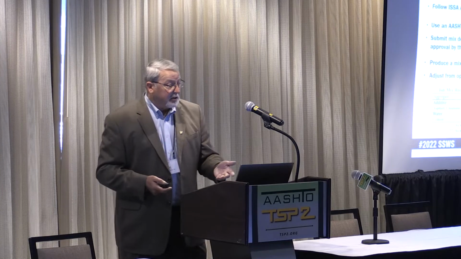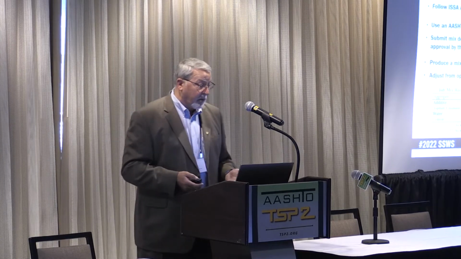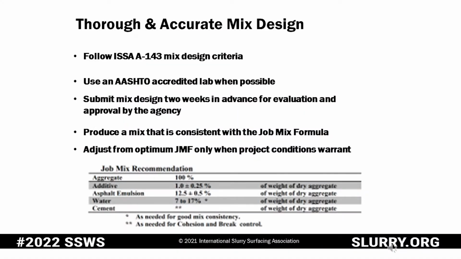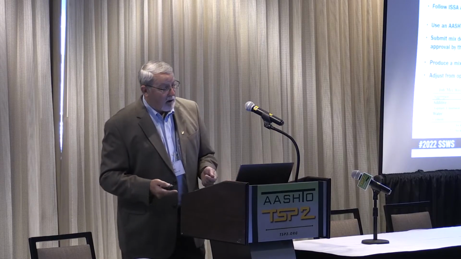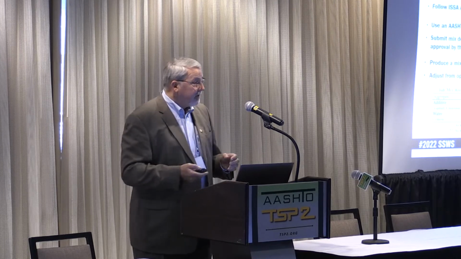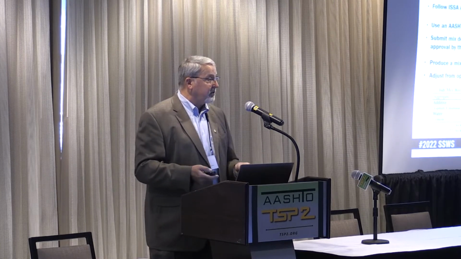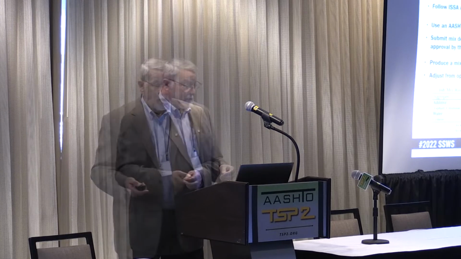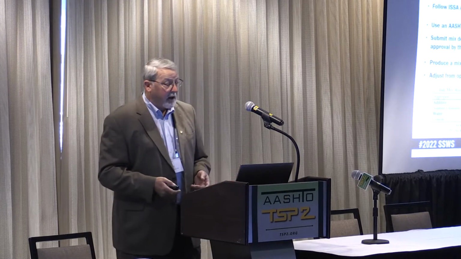And you can see just an example of a job mix formula recommendation below. The important one is 12.5% plus or minus 0.5%. So you can go from 12 to 13, you've got to stay within that range, and you're generally going to be okay. We do not allow our superintendents or operators to make changes from this job mix formula unless they justify the reasons that they want to do so. And generally that's something that can be discussed with the agency, and those decisions can be made together.